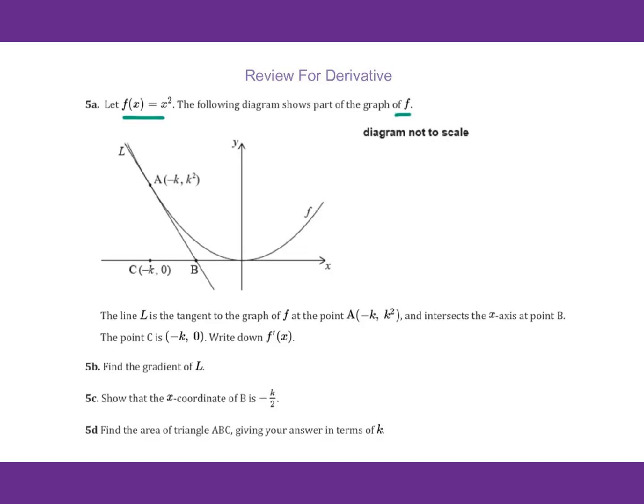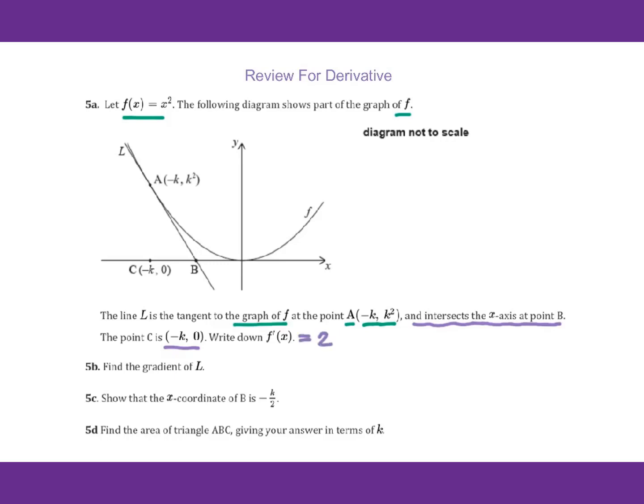The line L is the tangent to the graph of f at the point A, negative k, k squared, and intersects the x-axis at point B. The point C is negative k, 0. Write down the derivative of f(x).